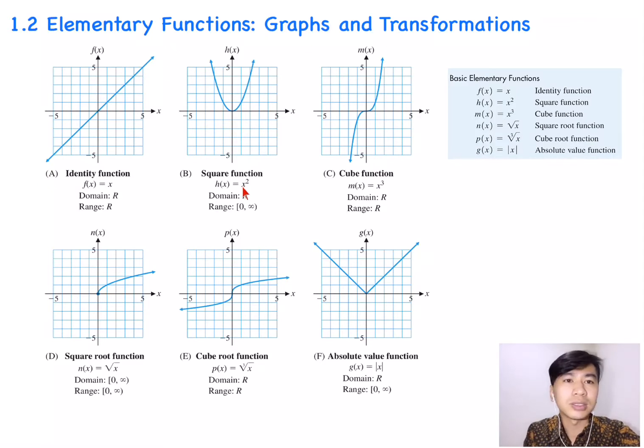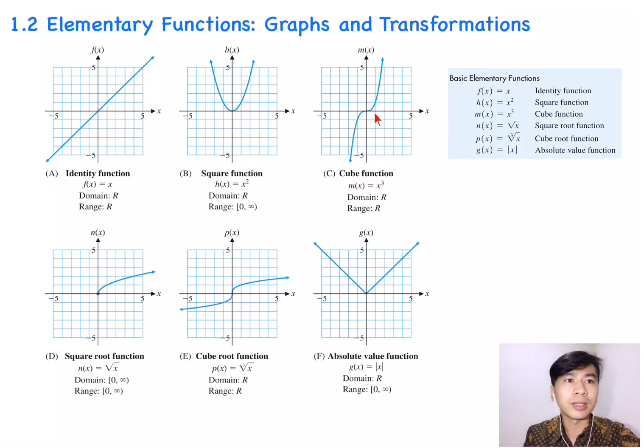The second is the square function. The domain is real numbers. However, the range is from 0 to infinity. Why? Because when you plot x squared, you'll have the graph start from 0 up to positive infinity. That's why it goes like this. Pay attention to the brackets over here. This is the bracket, not the parenthesis. It indicates that 0 is also included in the range.